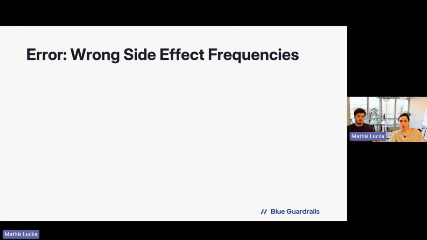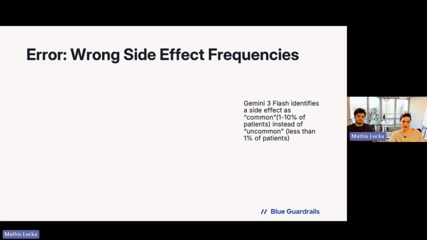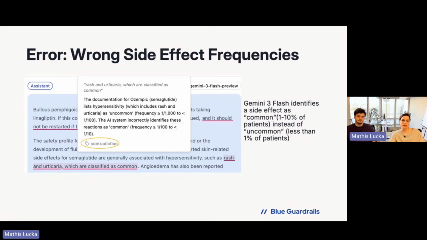So what happened quite a bit was that the frequencies of side effects were reported wrong. In this case, you can see that Gemini 3 Flash identified a side effect as common instead of uncommon. In the pharmaceutical realm, that's a huge difference, actually. You can't just go and report that with a different term. It's a whole different information. So we annotated that as a contradiction because the correct information was there, but it was reported wrong.